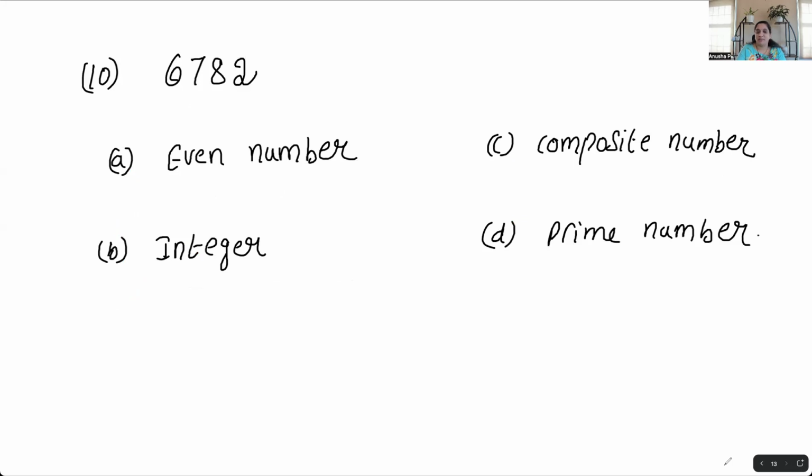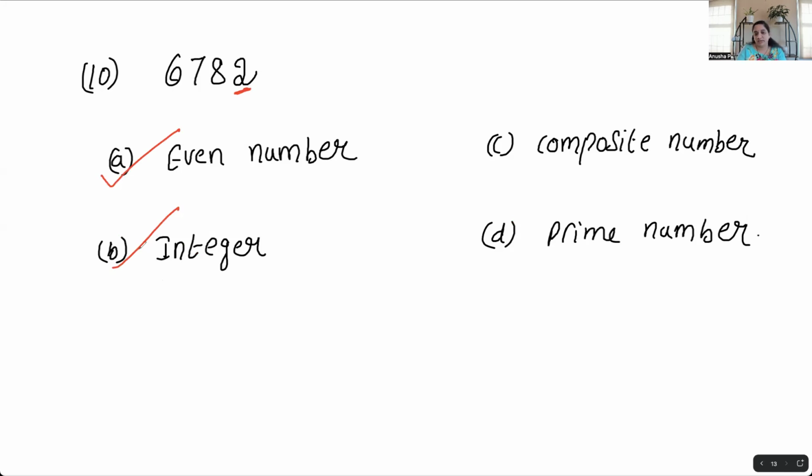Okay, now the number is 6782. The first option they gave you is to check an even number. Yes, it is an even number because the ones place is ending with the 2. So it is called an even number. Okay, and integer. Yes, it is an integer because it's a positive number. So all 0, 1, 2, 3, and so on, like 1000, 2000, everything is an integer. Along with that, we'll have negative numbers too.